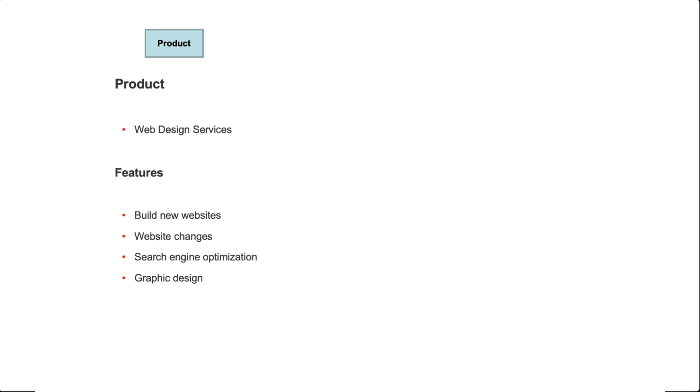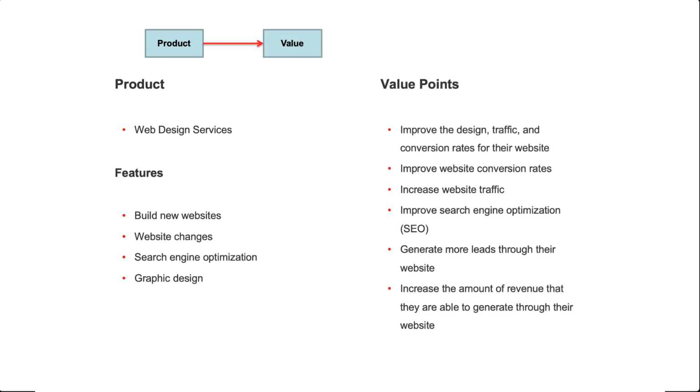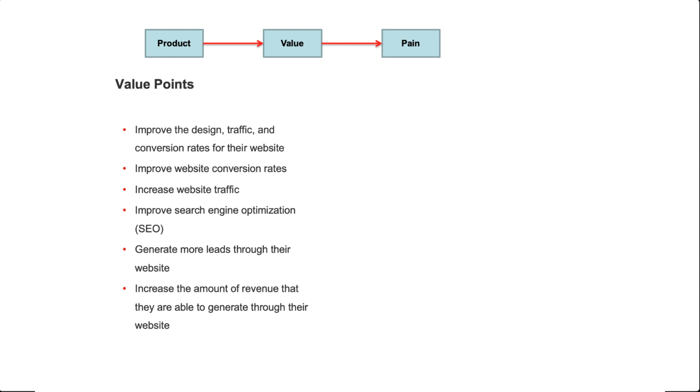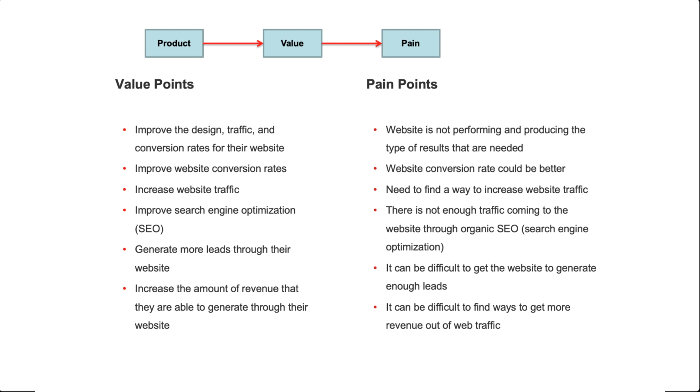Start with your product, and I'll go back here to web design. Web design services, building websites. Take your product and brainstorm the benefits that product offers: improves design, traffic, conversion, improves search engine, generates more leads. Once you brainstorm the benefits and value points for your product, take your benefits and reverse engineer those, because each benefit can be turned upside down to identify a pain point that it helps to fix.